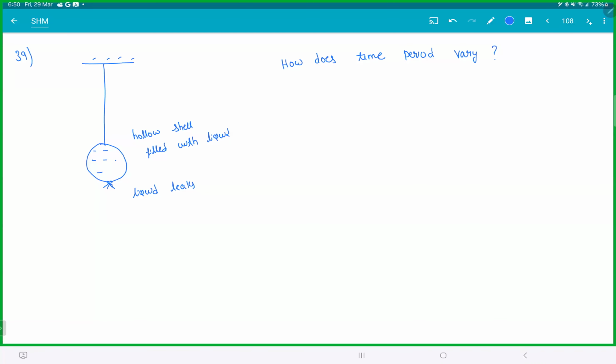Easy one. This came in the exam. Always increase, always decrease, increase and decrease, decrease and increase. Four options. Or remain same, that is also there.